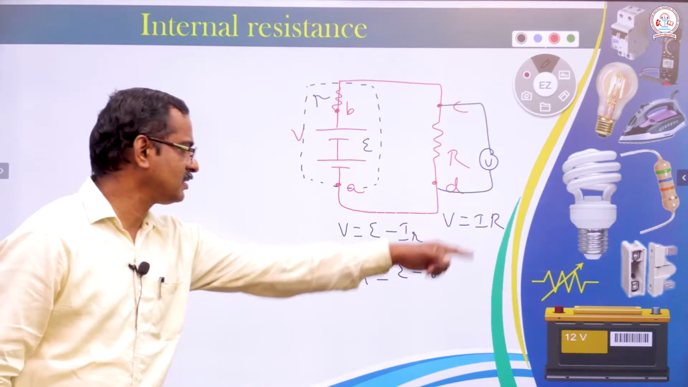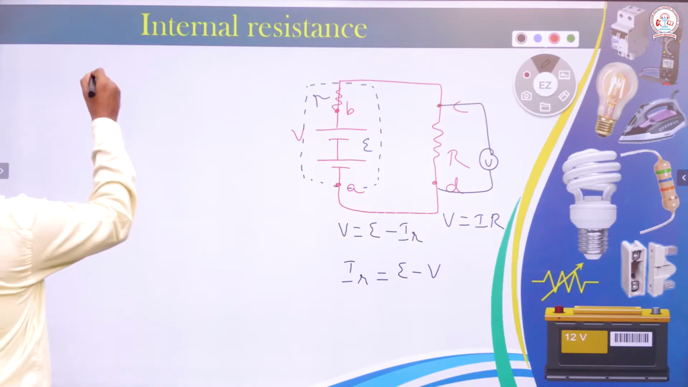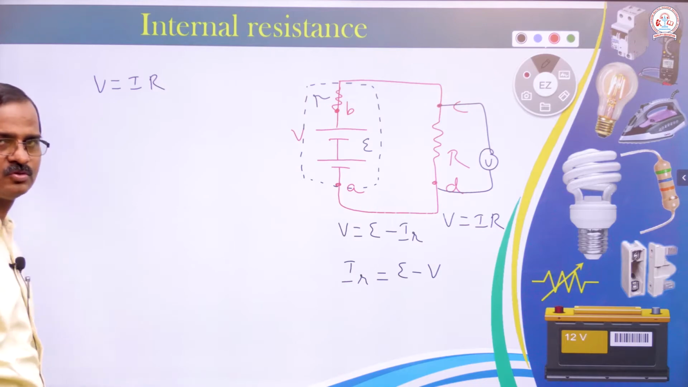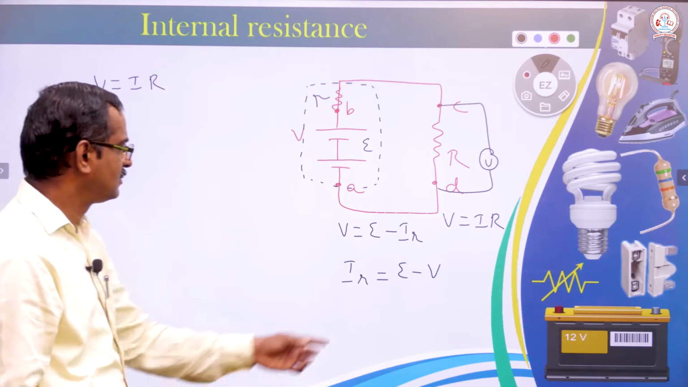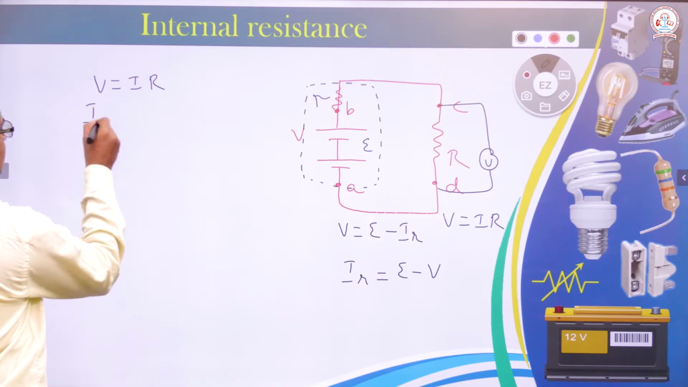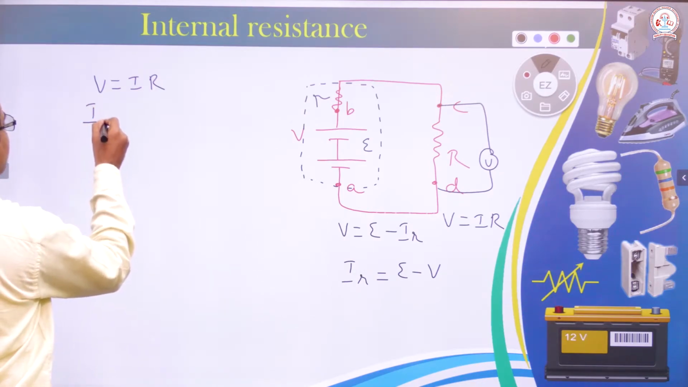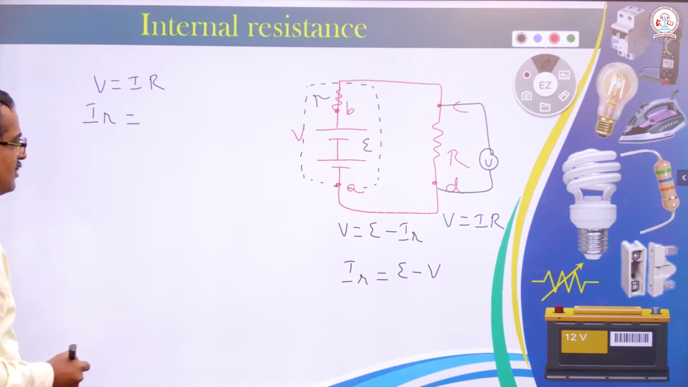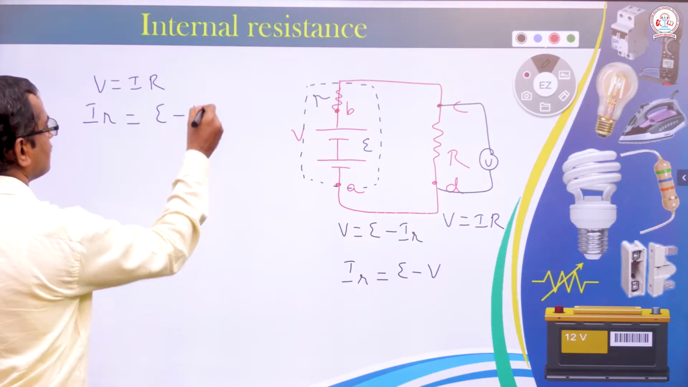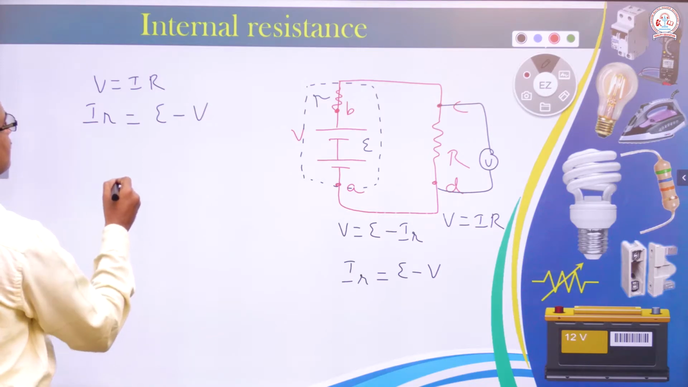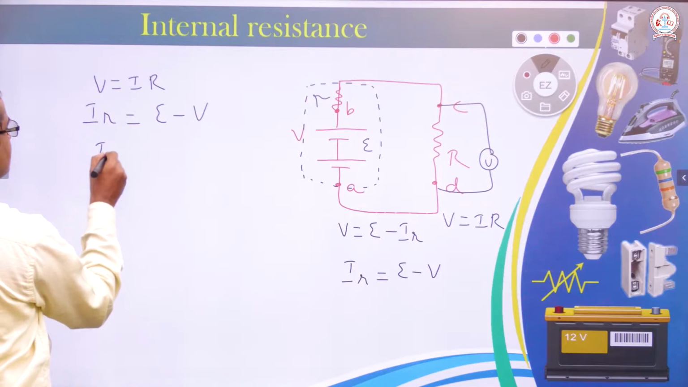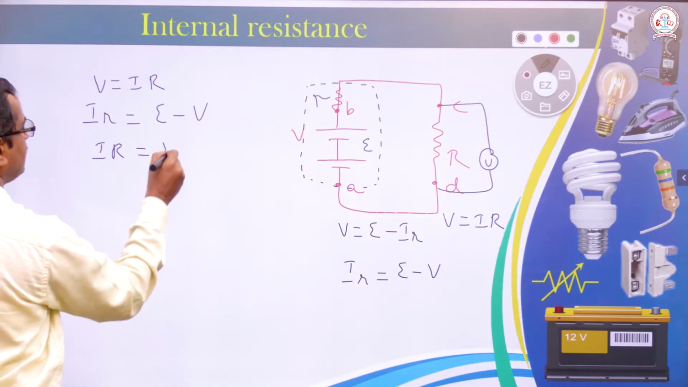So what we have here? Here we have V equal to I into R. This is from Ohm's law. And here we have I into r, I is the current, r is the internal resistance, that is equal to epsilon minus V. Here we have I into R equal to V.